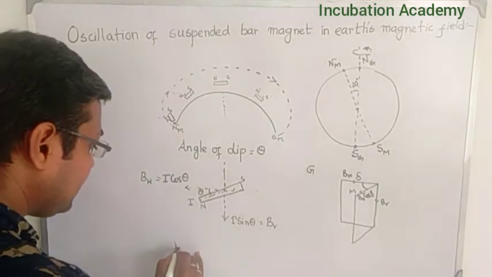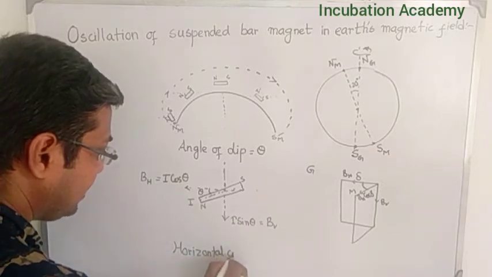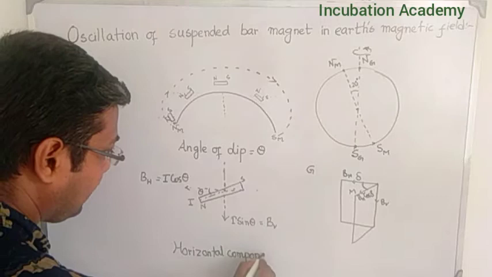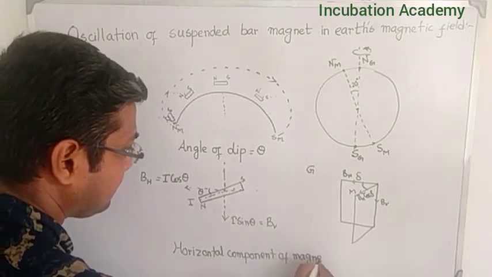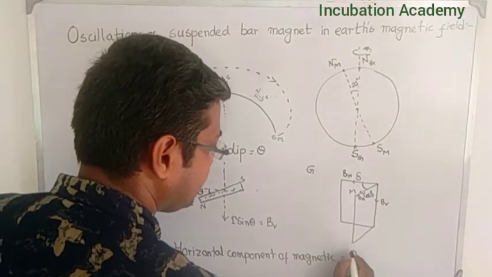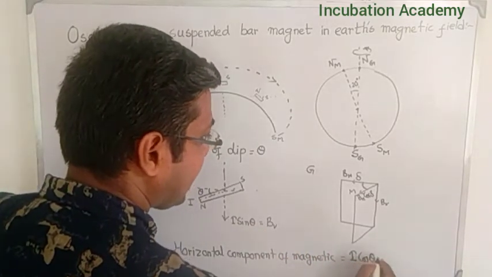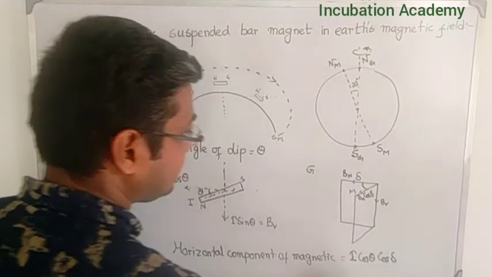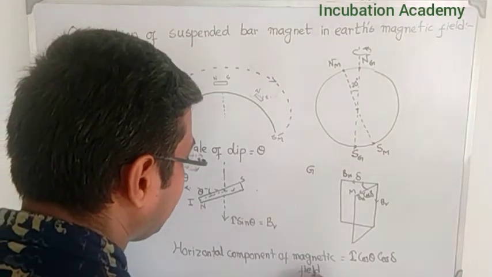So we can simply say the horizontal component of magnetic field depends on two factors: intensity, or we can say the strength, cos theta, the angle of dip, and after that cos delta. Okay. So depending on these factors, we have to calculate the horizontal component of the magnetic field.